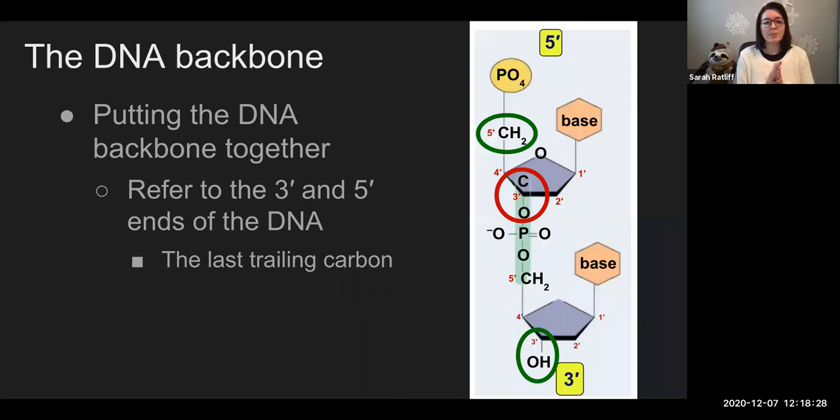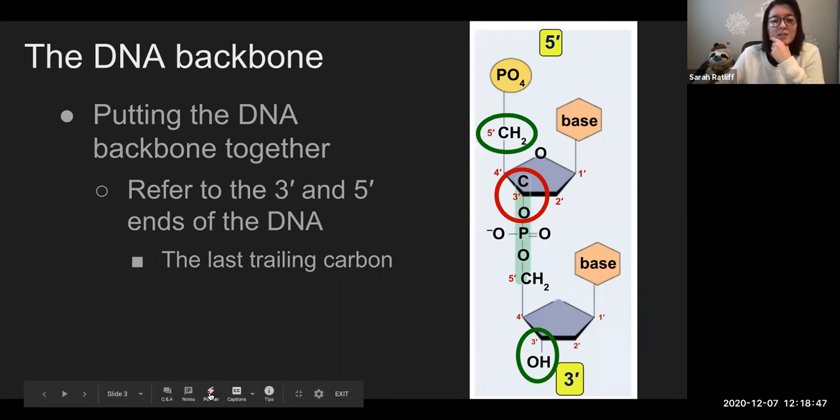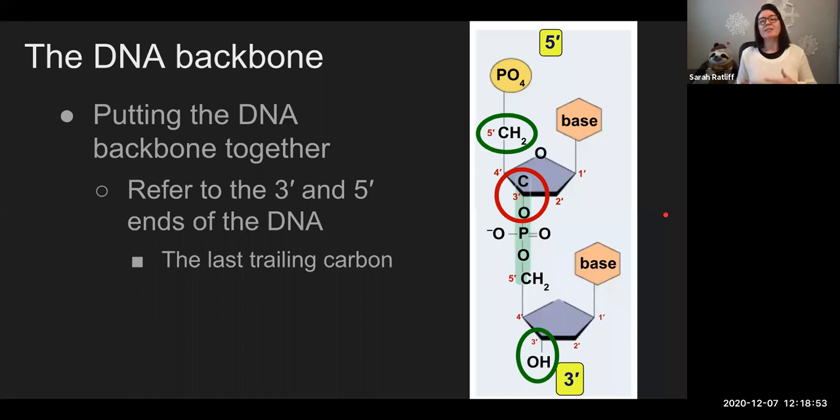So looking at our backbone, things are going to start to get a little bit more complicated because we're going to count carbons. We've done this before. It sounds a little familiar to when we were counting carbons in previous units. However, there's a very specific place we start so that we can figure out the orientation of our DNA strand. So DNA has a direction.